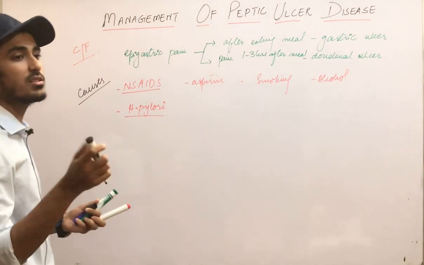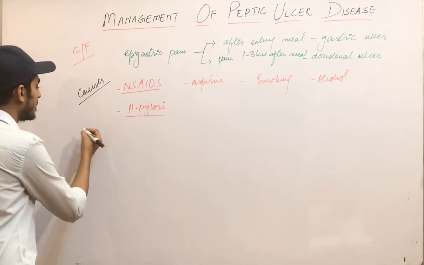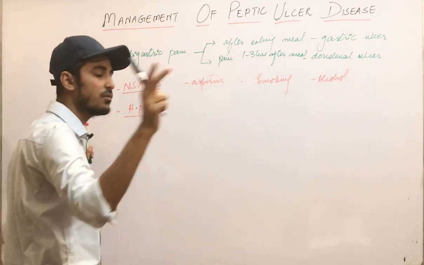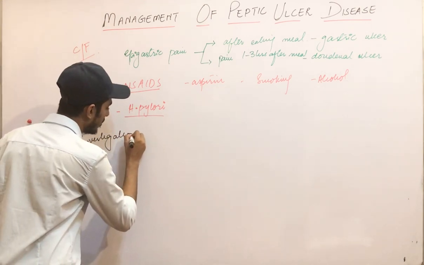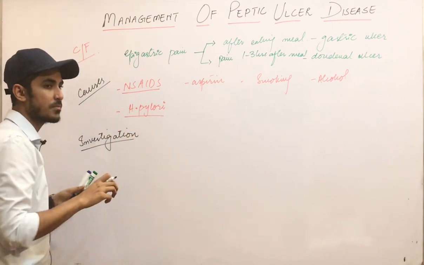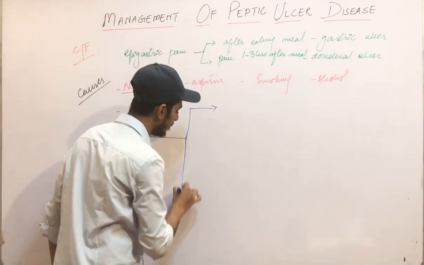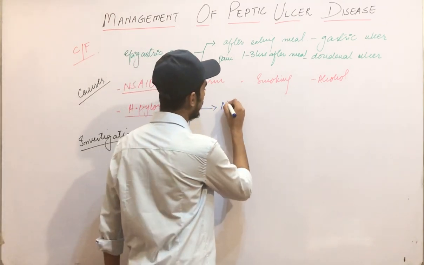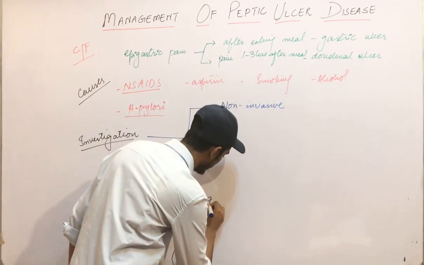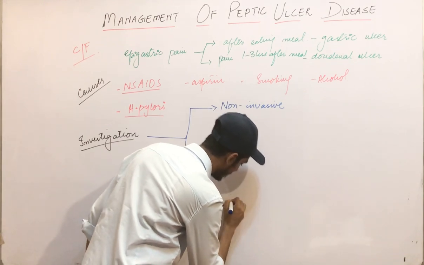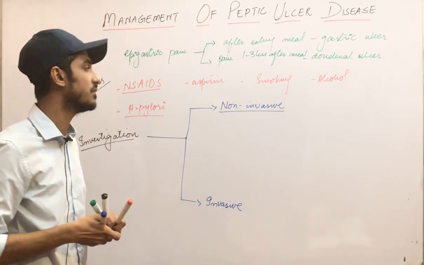Now we are moving on towards our main purpose, that is the management. In the management we have basically two things, one is the investigation and one is the treatment. So first of all, what are the investigations that you are going to carry out in this patient? Basically there are two types of investigations. One is the non-invasive investigations, and one is the invasive investigations. Clear? First of all, we are moving on with the non-invasive investigations.